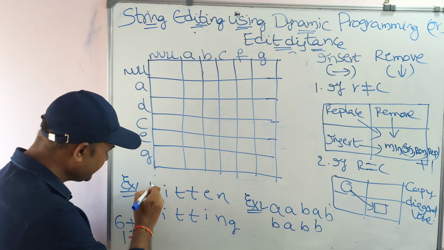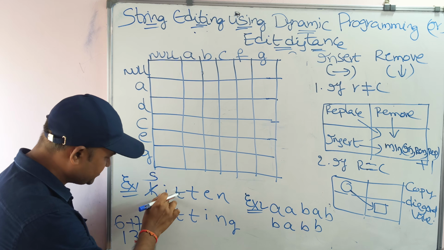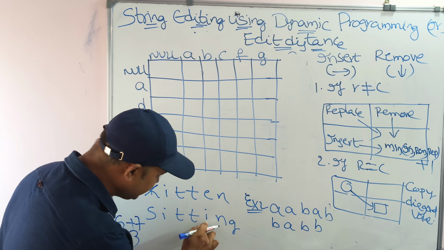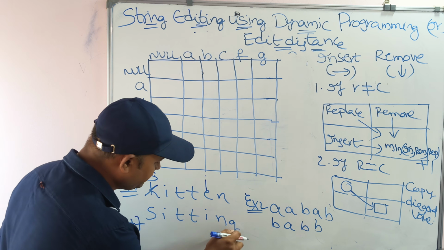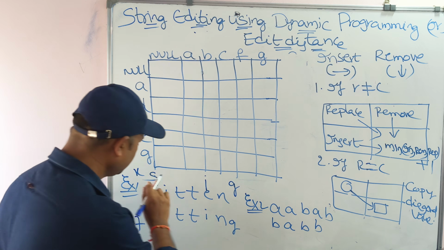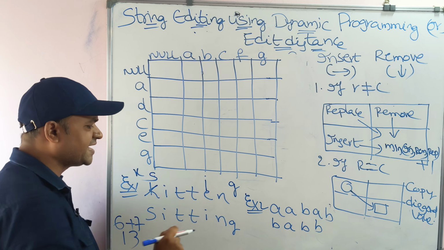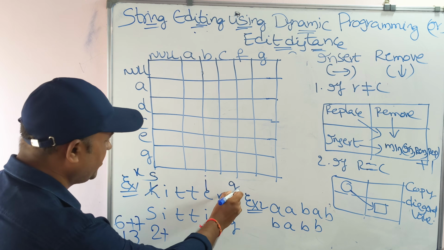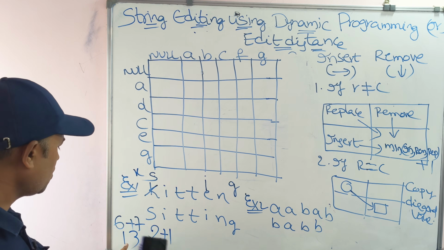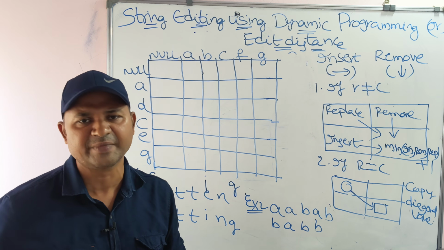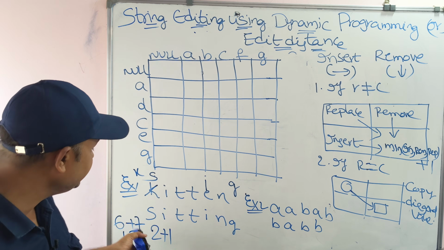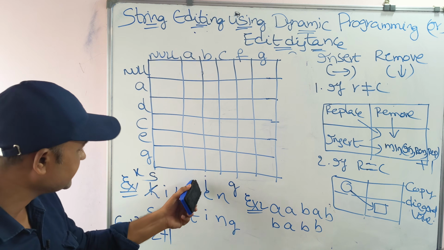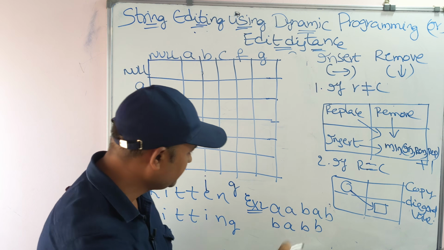Next, second logic: replace k by s. Next, i same, tt same. Next, replace this e by i, n same, and then here insert g. So 2 replace and 1 insert operation. For 2 replace, the cost is 2. For 1 insert, the cost is 1. So out of 13 and this 3, which is the minimum number? 3 is the minimum number. So we can say that 3 operations are required, 3 cost is required in order to convert this string to this string.